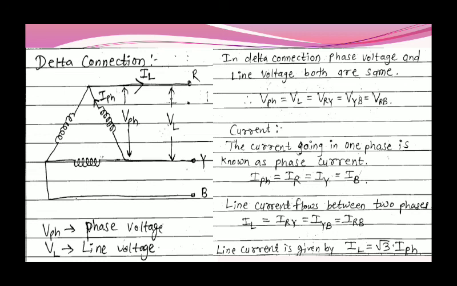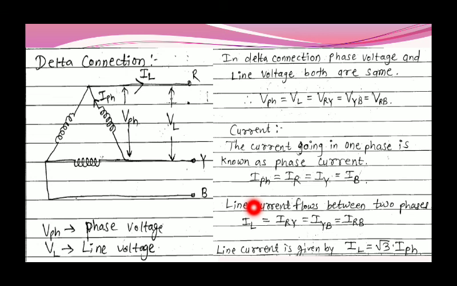One more thing, for current. In delta connection, the current in one phase is known as the phase current. As you can see, this is one winding. If current is flowing in this one winding, then it is called a phase current. And if the current is flowing here in this line, then we call it a line current. So the phase currents mean the current flowing in R phase, the current flowing in Y phase, and the current flowing in B phase. So these are the phase currents.